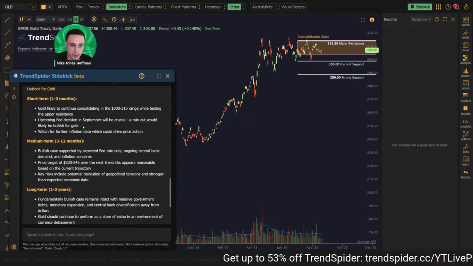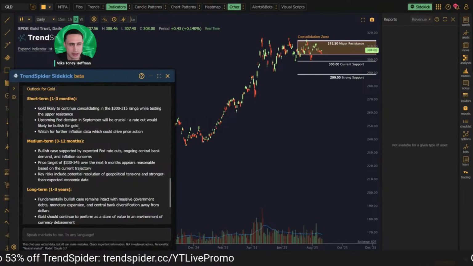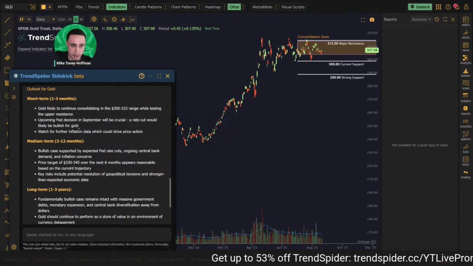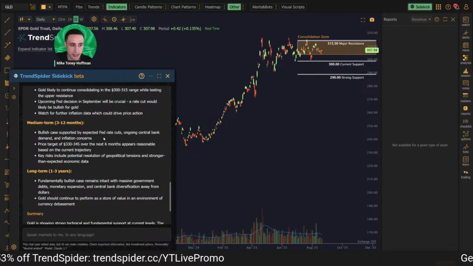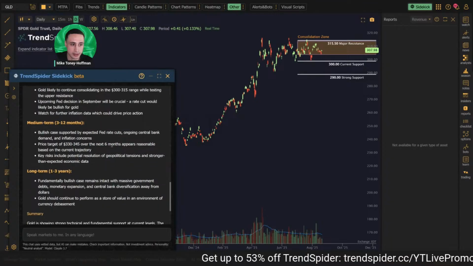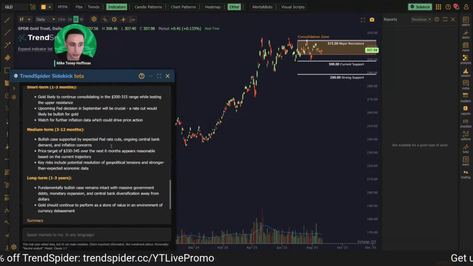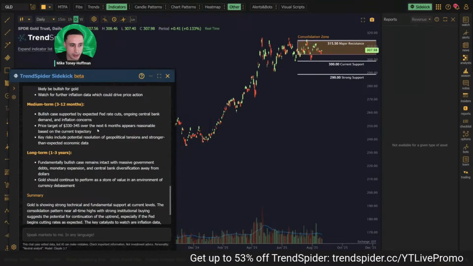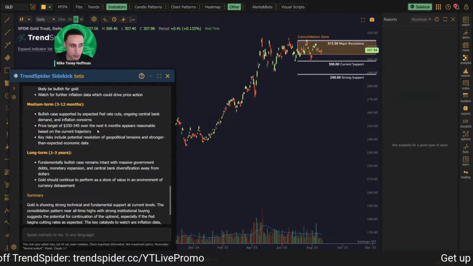Upcoming Fed decision in September will be crucial. A rate cut, it says, will likely be bullish for gold. That kind of makes sense to me, because if they cut the rates, then inflation could potentially run higher, because higher rates are meant to reduce inflation. So definitely watch for further inflation data, of course. That's a decent, solid take from the Sidekick, saying a rate cut would probably be bullish for gold. And medium term, the bullish case is supported by rate cuts again, central bank demand, and inflation concerns. Obviously, high inflation is theoretically good for gold, which is an inflation hedge.